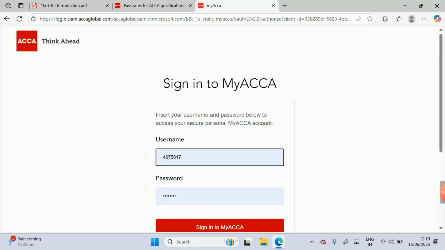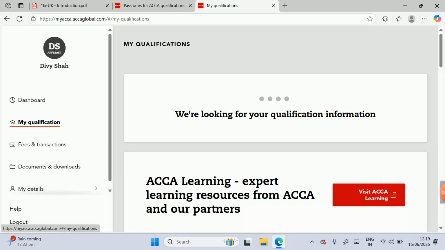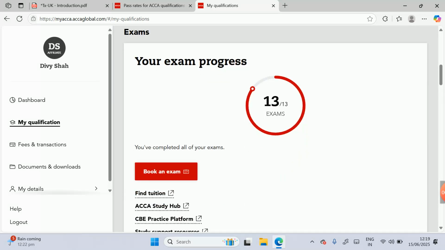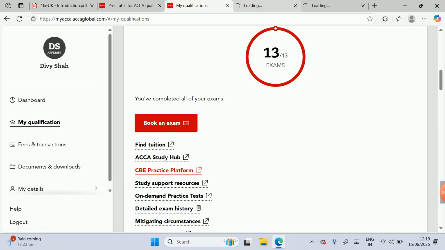If you do not have any idea where to find study hub and how to access it, there is also a CBE platform for you to practice, because it's a computer based exam, so it's really important to be familiar with the structure of the system, right? Okay, so this is your ACCA study hub and this is your CBE practice platform.